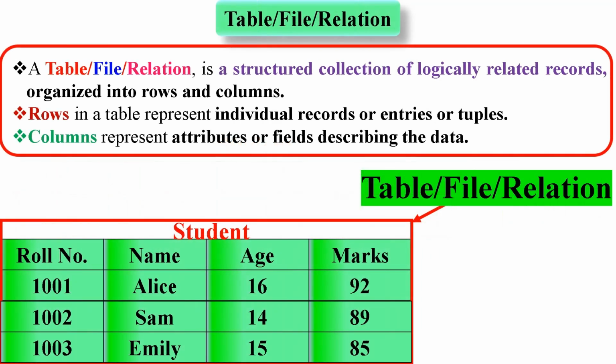A table can also be called a file or relation. A table or file or relation is a structured collection of logically related records, organized into rows and columns. Rows in a table represent individual records or entries or tuples. Columns represent attributes or fields describing the data. For example, the entire information about all the students, in the form of records, in a class is kept in a file or table named student.